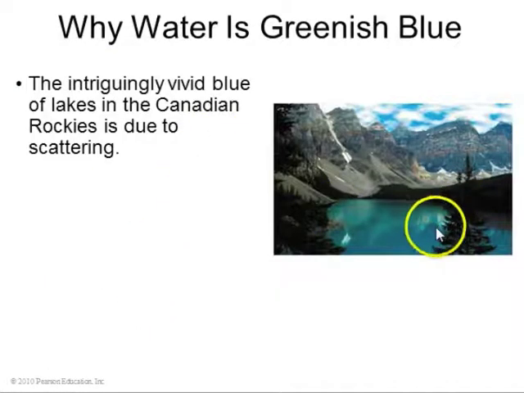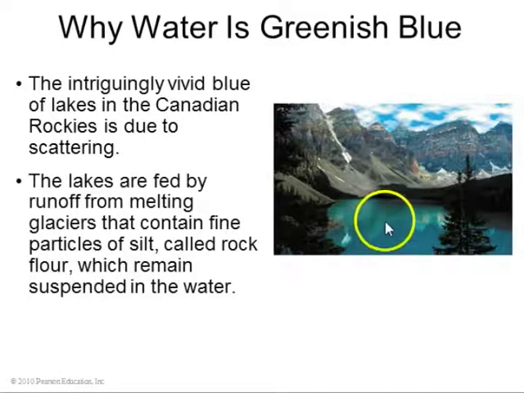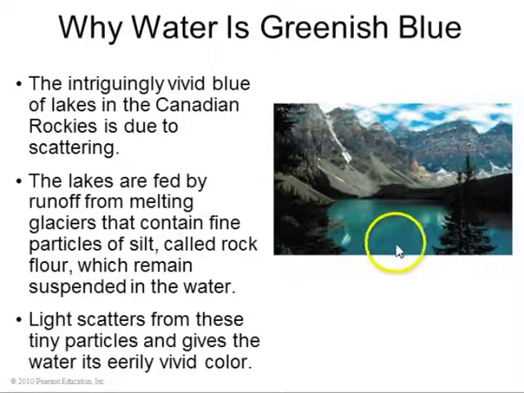Why is water greenish blue? So if you go into the Rockies and you look at these lakes, you get this amazing, nice blue-green color. So these lakes are fed by runoff from melting glaciers, and it contains lots of silt called rock flour, which remains suspended in the water. So these tiny scatterers tend to, again, scatter the higher frequencies more so than the lower frequencies, and it gives the water this beautiful color.